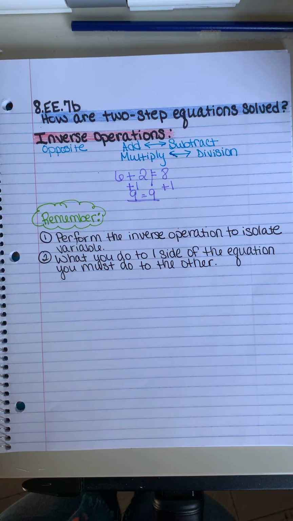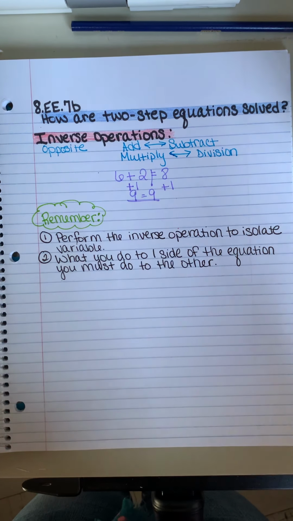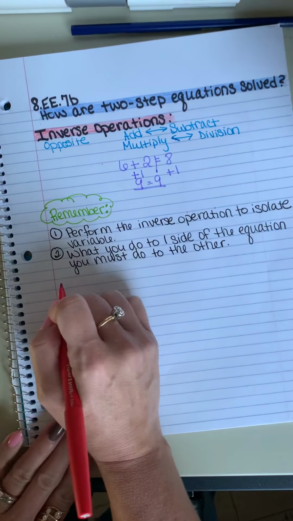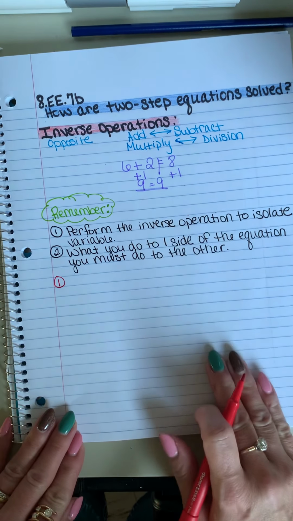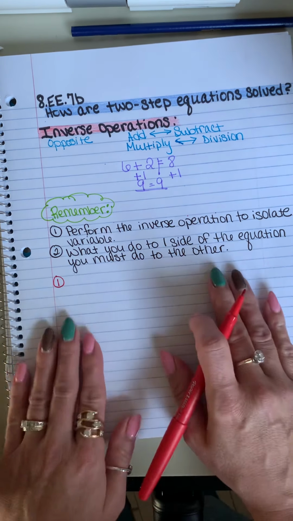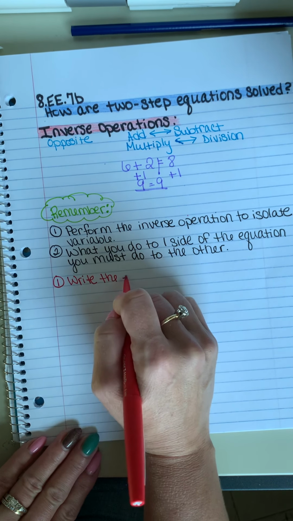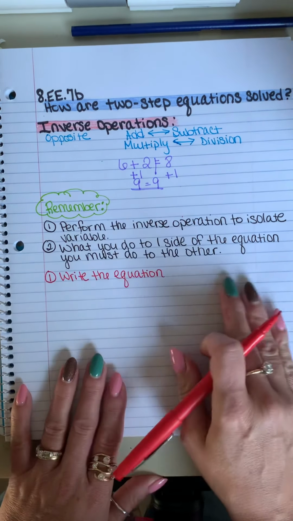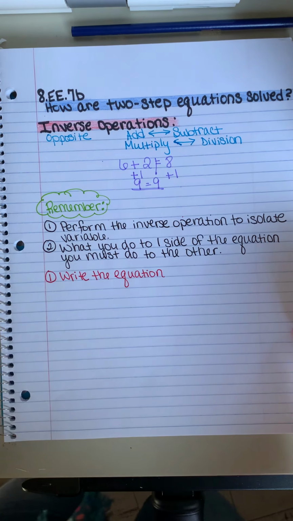We are going to take a look at a two-step equation now, and we are going to follow some steps that are going to be very common for every single two-step equation that we solve. Over here on the left-hand side, I'm going to list out the steps, and on the right side of my paper, I'm going to write an example so you can see what each step looks like. First step, we're going to write the equation. This is not always going to be necessary. If you've got a worksheet that you're printing out, the equation is already written for you. But if it's not, that's going to be your first step.